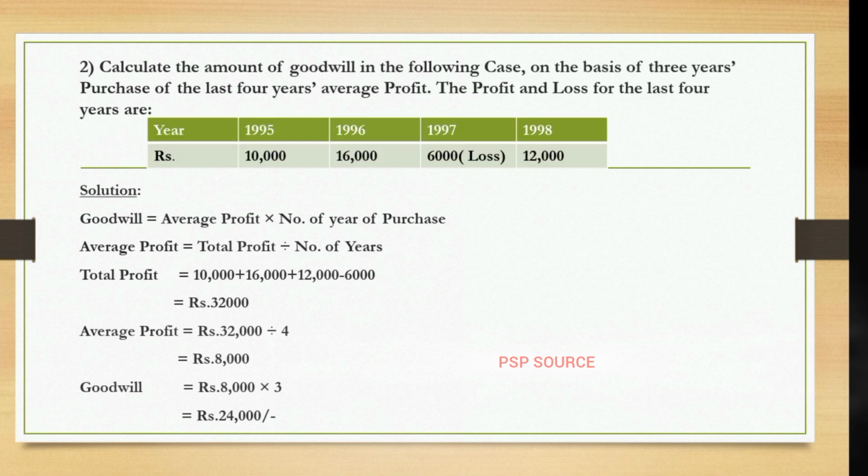Now let's move on to the next problem. This problem is similar to the previous one, but with slight changes. Calculate the amount of goodwill in the following case on the basis of 3 years of purchase of the last 4 years average profit.